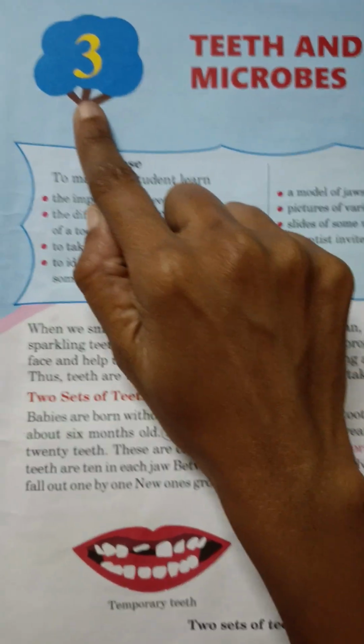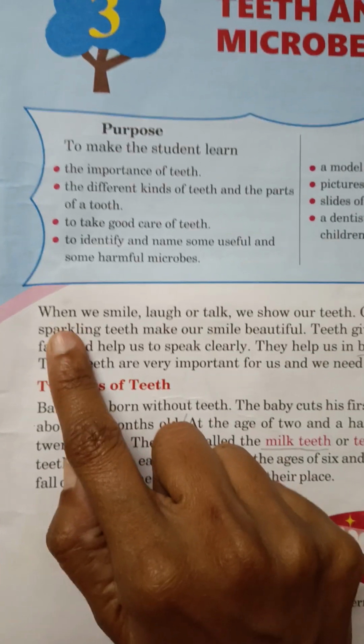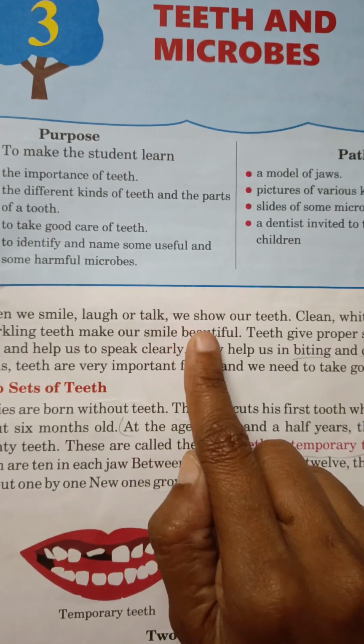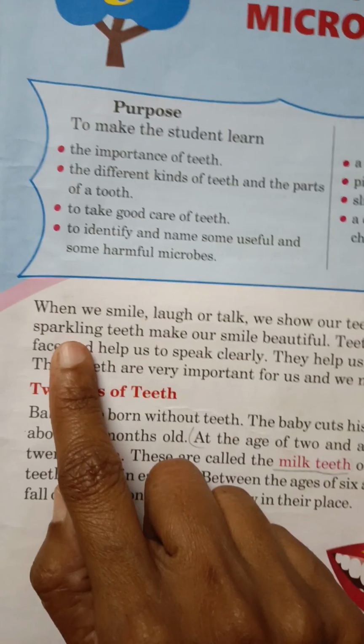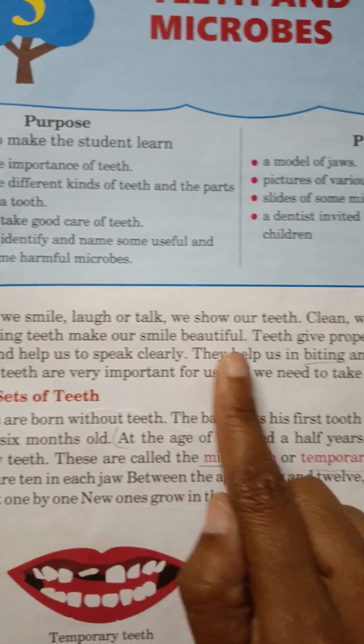EVS Class 4 Lesson 3: Teeth and Microbes. When we smile, laugh or talk, we show our teeth. Clean, white, sparkling teeth make our smile beautiful.